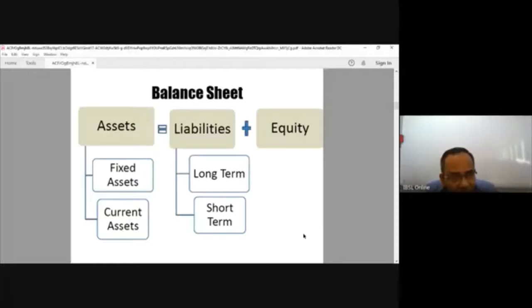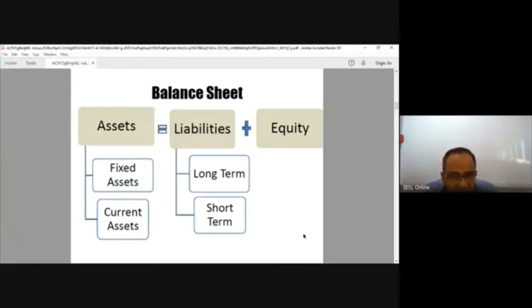Maybe from time to time we would have issued shares, we would have issued rights issues, we would have capitalized the profitability by way of rights issues, bonus issues, and all that. So that forms part of the equity. The equity will grow that way, with retained profits and other share issues and all that.